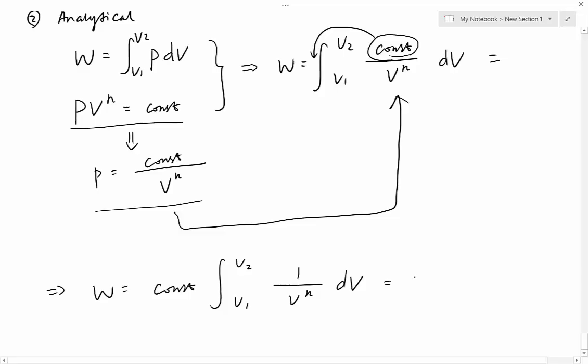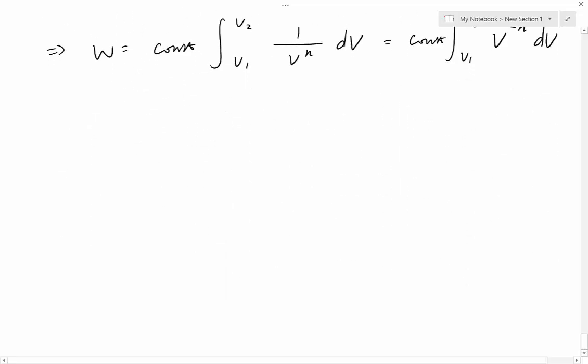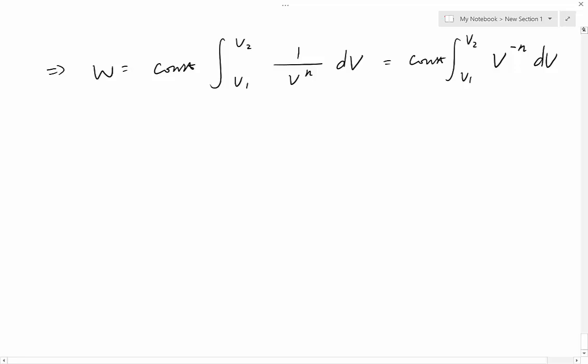And then let's continue. Constant integral V1 to V2. The integrand 1 over V^n can be rewritten as V with the index of negative n times dV. All right, so copy the constant. Can you perform this integration? V, the new index should be negative n plus 1. And then what is the coefficient? 1 over negative n plus 1.